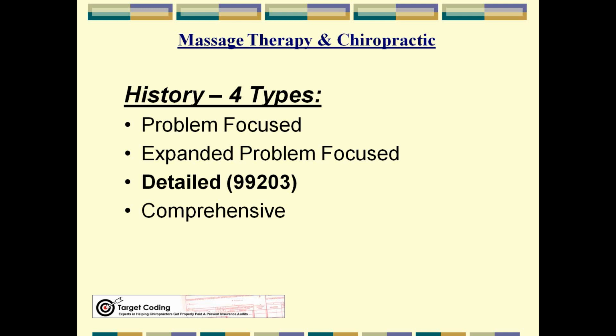There are 4 types. Problem-focused history, that would equate to CPT code 99201. An expanded problem-focused history, well, that's 99202. A detailed history is 99203, and a comprehensive history is 99204 and 99205. So let's just talk a little bit about the detailed exam. You see it on your screen there. Detailed is 99203. So, well, I can tell you 99203 is the most commonly billed new patient CPT code.